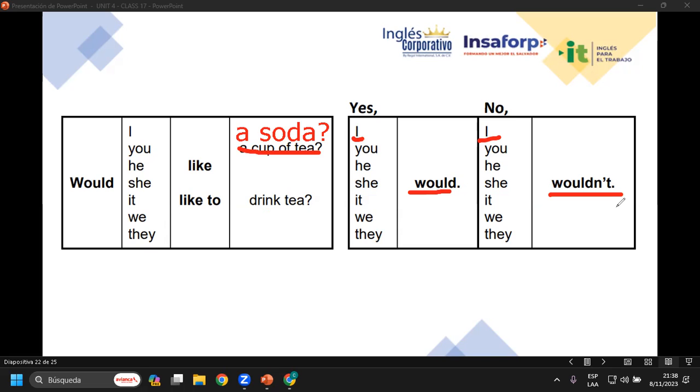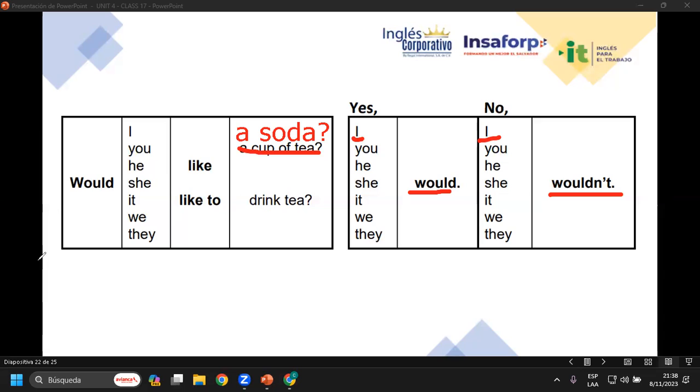A ver, everybody, would you like a soda? Yes, I would. Okay. ¿Y los demás? Y cuando es negativo se dice no, would. Exactly. No, I wouldn't. Es como decir no dos veces. No, I wouldn't. A ver, los demás. Would you like a soda? Yes, I would. Okay.